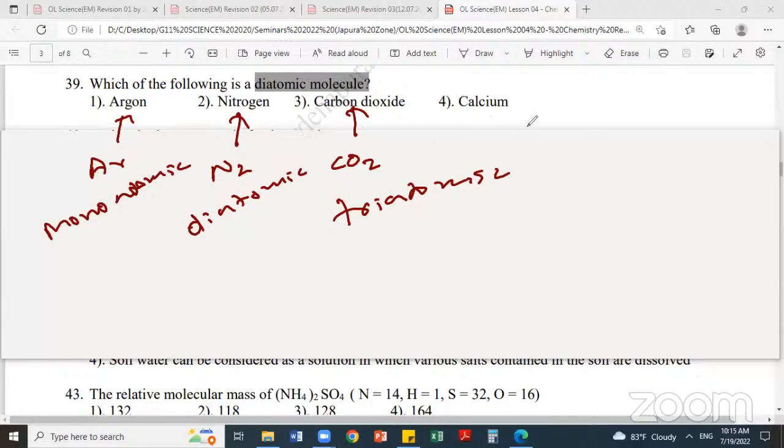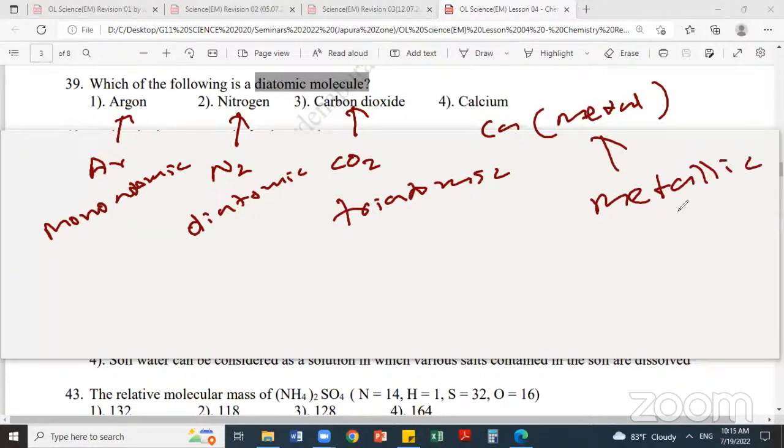Calcium is a metal, so it does not exist as a molecule. It is a metallic lattice. All metals, you will learn this in detail in A-level chemistry, but overall we don't teach metallic lattices. Metals, what is the type of bonding? Metallic bonding. If someone asks what type of bond is present in a metal, it is metallic bonds, and it is a metallic lattice. Right. Question number 39, answer is second.